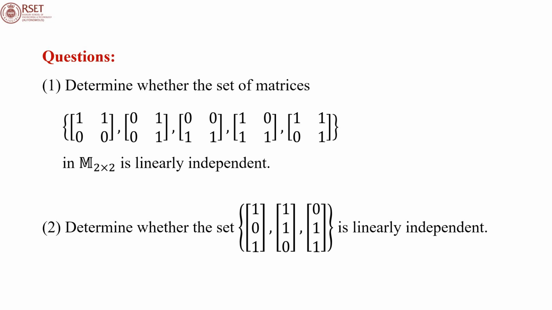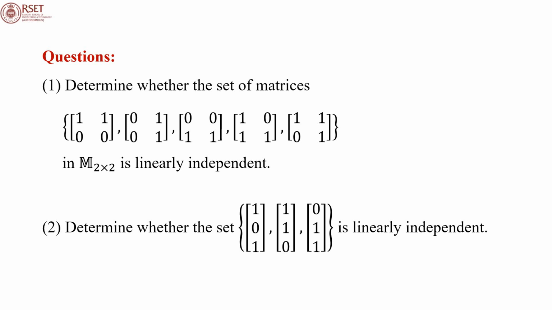Now these are two questions for you. Determine whether the set of matrices [1 1; 0 0], [0 1; 0 1], [0 0; 1 1], [1 0; 1 1] and [1 1; 0 1] in M2 by 2 is linearly independent. And we have another set of three vectors in R3. You have to check whether they are linearly independent.